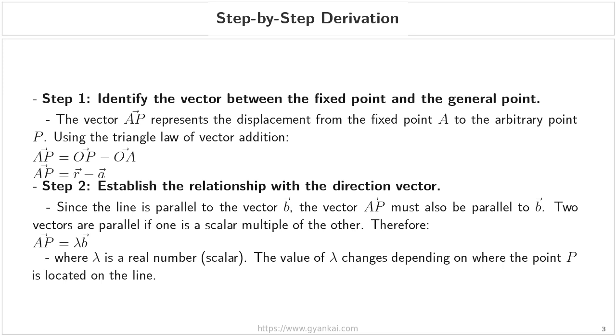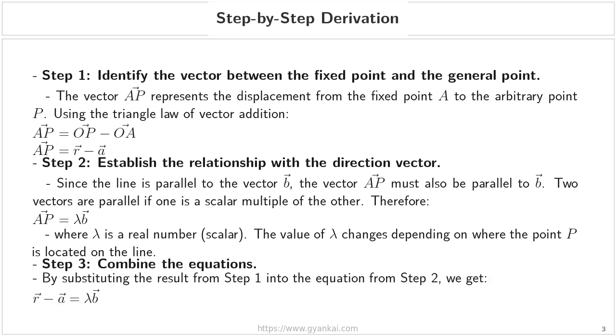In vector algebra, if two vectors are parallel, one must be a scalar multiple of the other. This means we can write vector AP equals lambda times vector B. Lambda is a real number, or a scalar. Think of lambda as a scaling factor. As it changes, it stretches or shrinks the vector, allowing us to reach every possible point P along the infinite line.